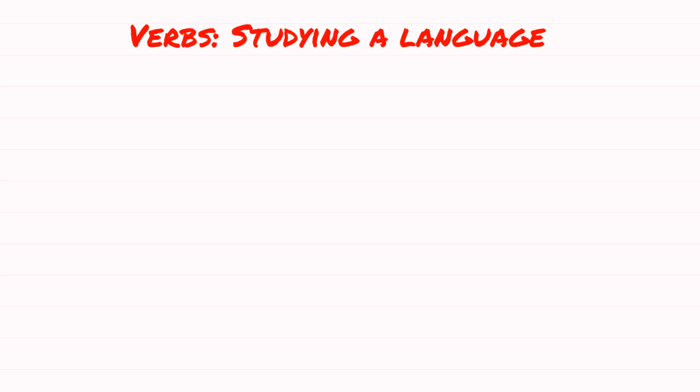Before we start exercise number 12, we review some verbs related to the topic study in a language. Number 1, write. Write means viết. Number 2, repeat. Repeat means lặp lại. And we put the stress mark on the second syllable.